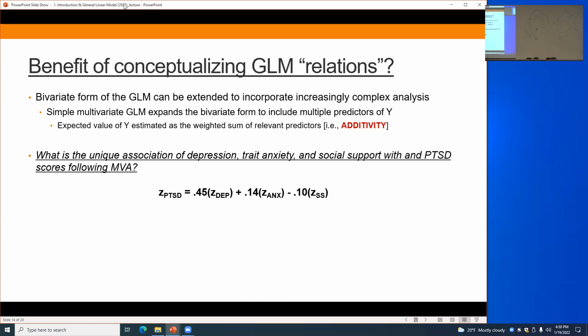the association of depression, trait anxiety, and social support with PTSD scores for unmotivated function. Before, we were looking at the association of depression and PTSD. That was our bivariate model, right? We just had two variables. Here, we're adding more into the mix. If this is my standardized equation, so we're thinking about additivity, based on this equation, which one of these predictors is holding the strongest association with my outcome?